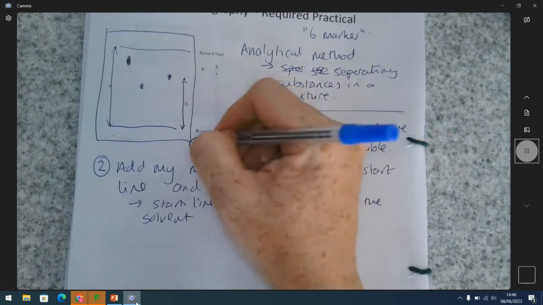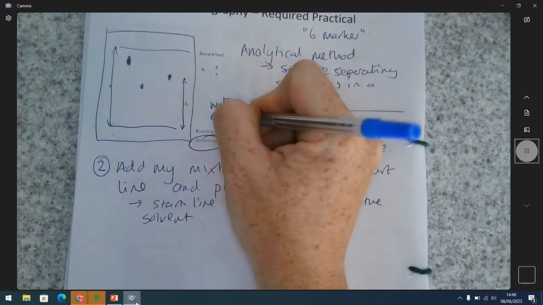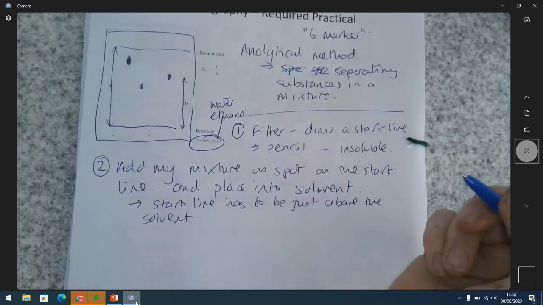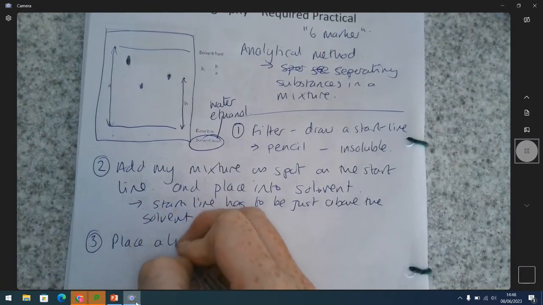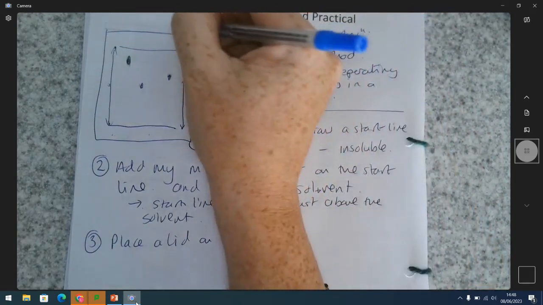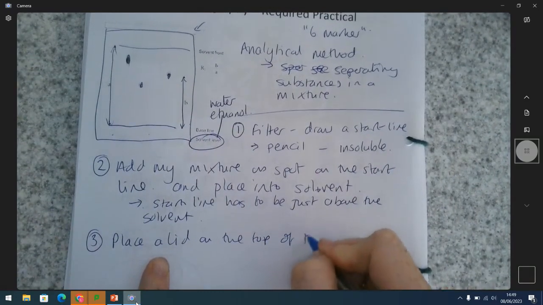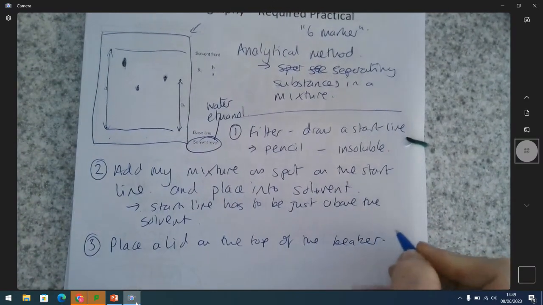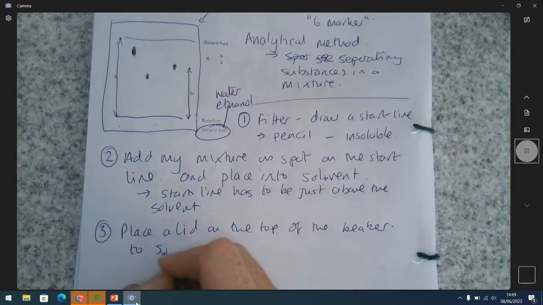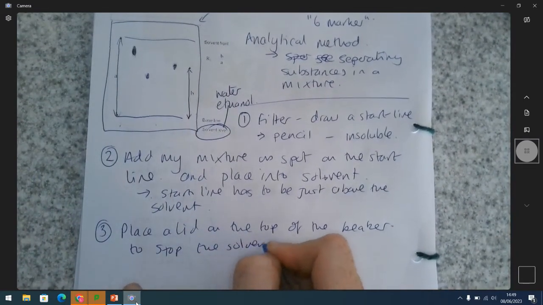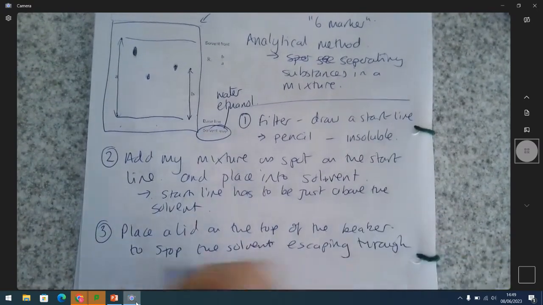What I do want to point out is the solvent could be water or it might be an alcohol like ethanol. It's a substance that has the power to dissolve, which is why sometimes you're asked about placing a lid on top of the beaker, and you can see that on the picture I've given you. So place a lid on the top of the beaker or container, and that is basically to stop the solvent, if it was ethanol, for example, escaping through evaporation.